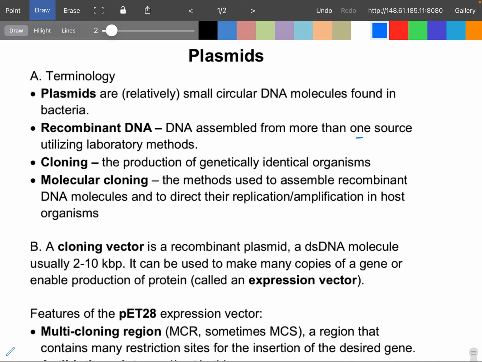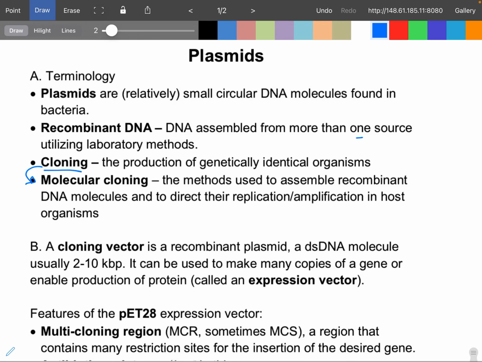We say molecular cloning. This is when we're using several of these methods to assemble recombinant DNA molecules and to replicate those, amplify those. In other words, clone the molecules. But we often say the word cloning when really we mean this phrase down here, molecular cloning. So when I say cloning, I'm not talking about sheep. I'm talking about plasmids in DNA.